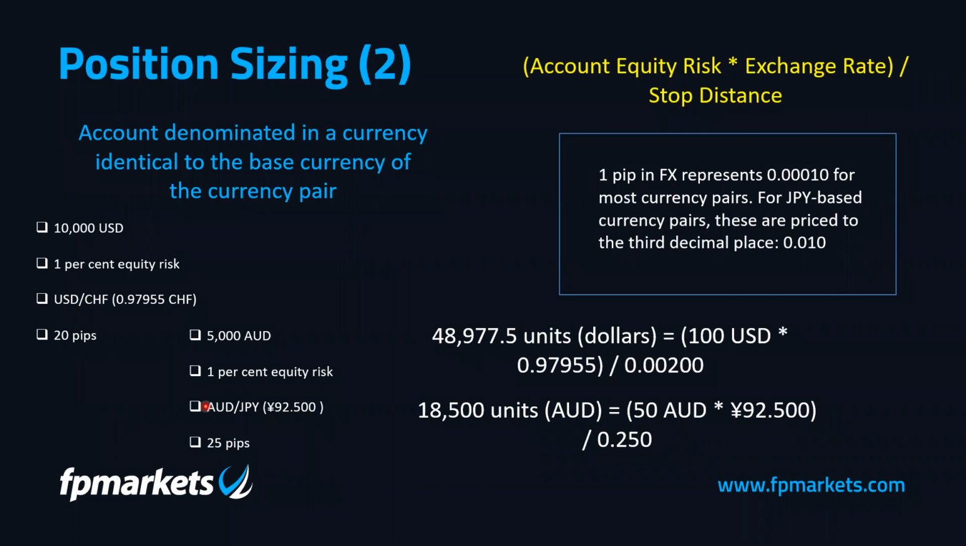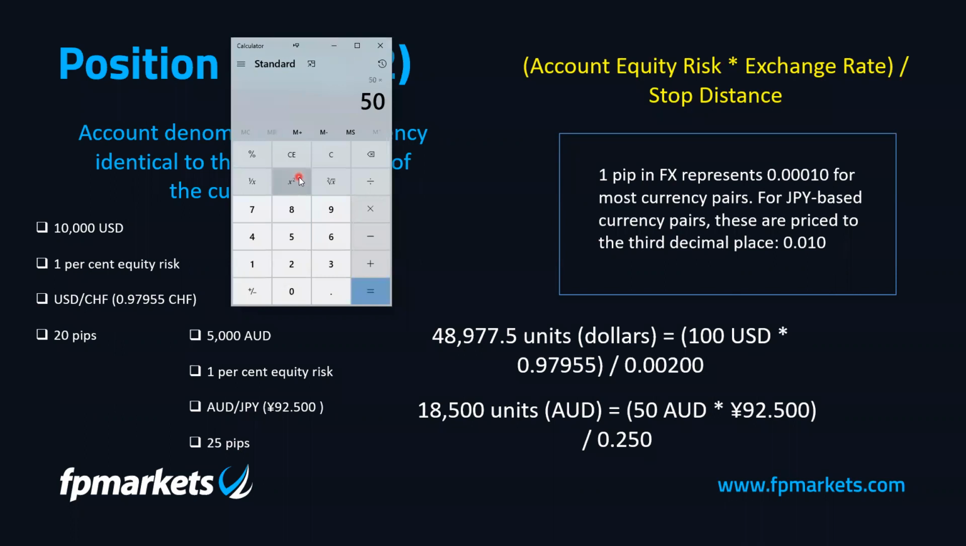Obviously, not the current exchange rate, but the exchange rate for the Aussie-Japanese yen in this example. And finally, we need to risk 25 pips in our current trade. As we know that, trust the formula up here, guys. So 50 Aussie dollars, that's our account equity risk, multiplied by 92.50. This gives us our Japanese yen risk. Let me just do that on the calculator.